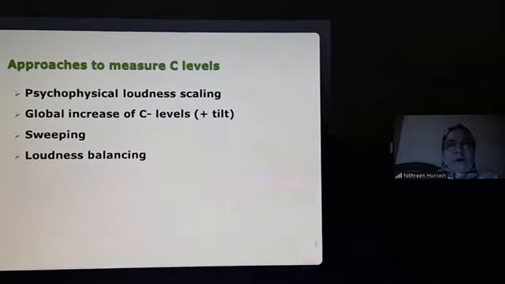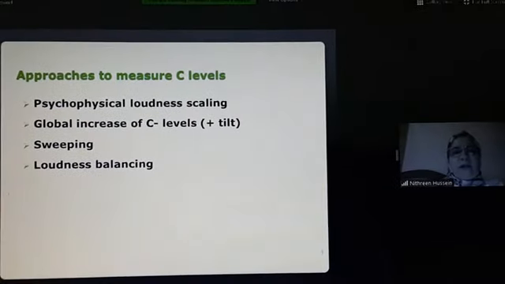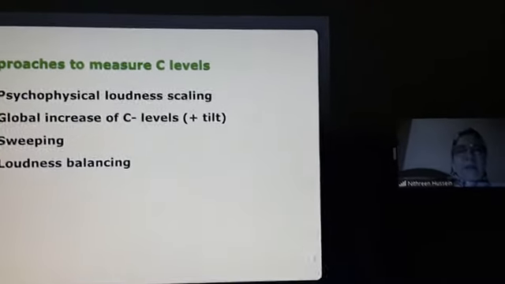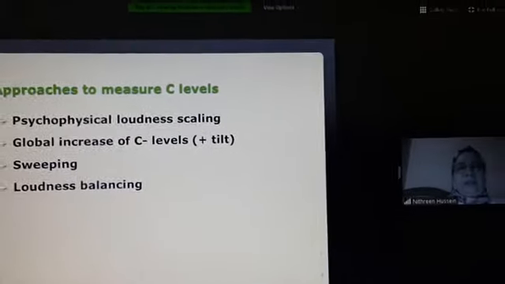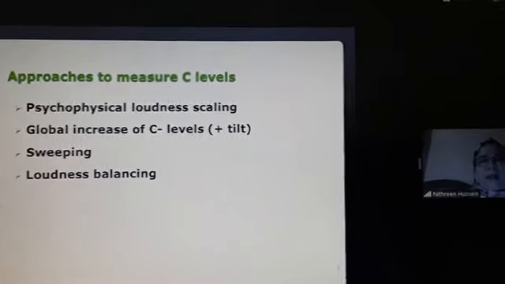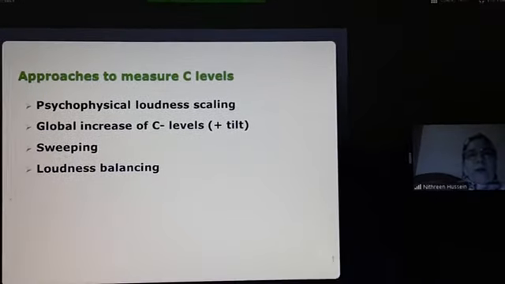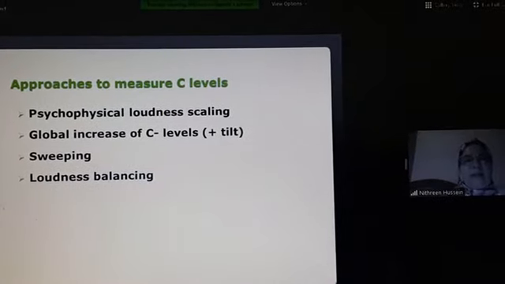Another important point in the adjustment of the C level is the loudness balancing. What I mean by loudness balancing is that the patient should hear all the sounds at equal loudness when I stimulate him at the C level.